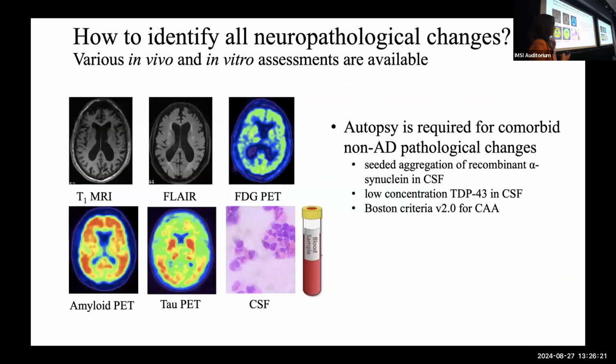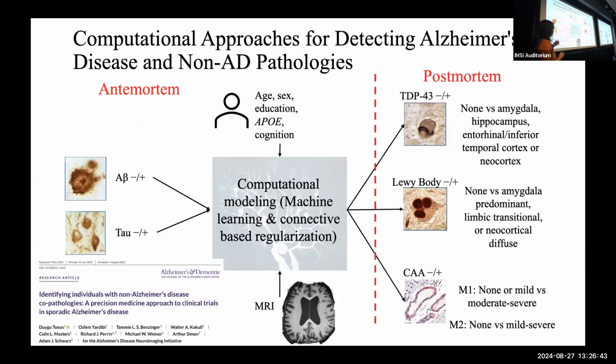But the challenge here is that we have all these biomarkers for the AD pathology, amyloid and tau, and to some extent neurodegeneration. But for some of these co-pathologies, we don't actually have biomarkers, especially for Lewy body, TDP-43 and CAA. Those are the key ones that are clinically relevant because they do contribute to symptoms and cognition. So another study we recently did was leveraging autopsy studies.